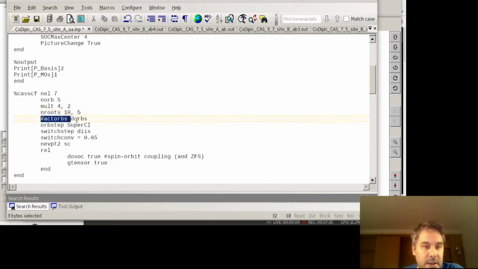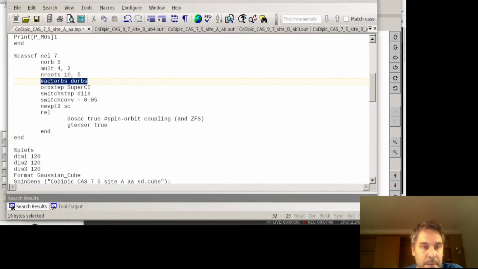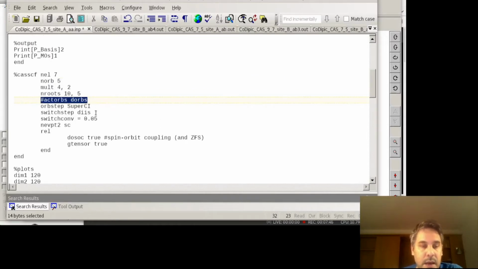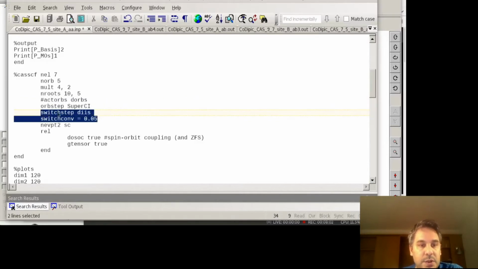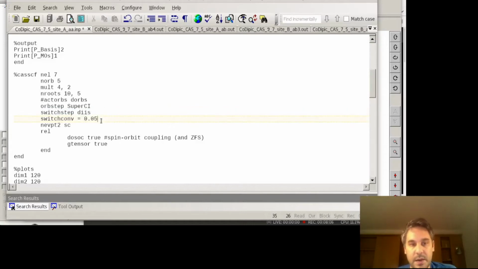Then this is commented out, so it doesn't matter right now. It's something that if you uncommented, you would do some ligand field analysis on this. I'm not going to do it now. This is an option for the orbital optimization step. This is the option to switch to the direct inversion of the iterative subspace optimization algorithm, and this is a threshold for switching.